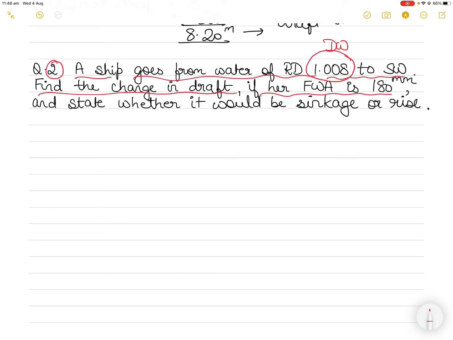Now remember, in ship stability questions you have to keep a keen eye on the units as well, otherwise you will get the wrong answer. You also have to state whether it will be sinkage or rise.